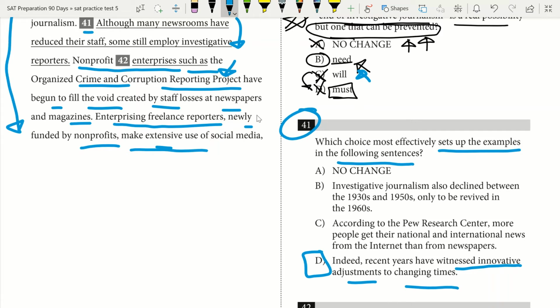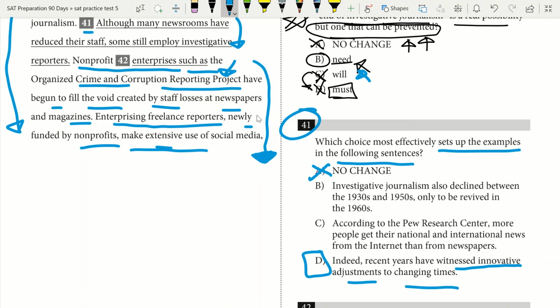Now let's go ahead and cover why A, B, and C are all wrong for 41 because it's important to understand why some answers are incorrect. All right, so A, no change. Well, no change says, although many newsrooms have reduced their staff, some still employ investigative reporters. Well, that's not addressing these innovative adjustments that have been made in the marketplace, right? Now we have people using social media. We have nonprofits entering the marketplace now. So it's not just those old print newspapers, and A doesn't address that in 41.